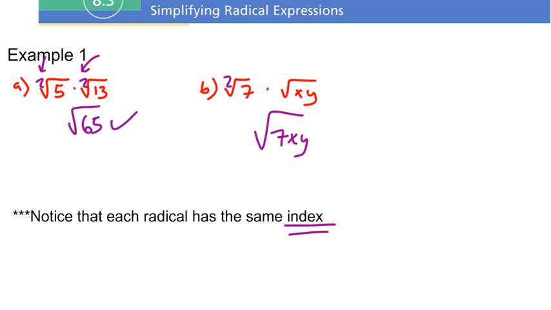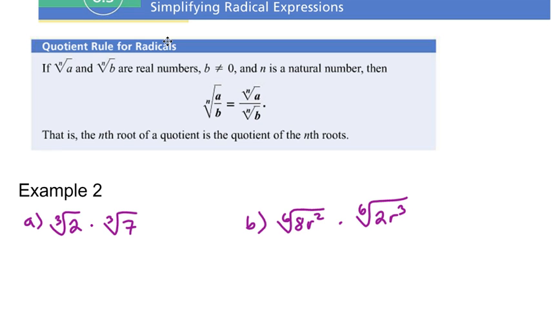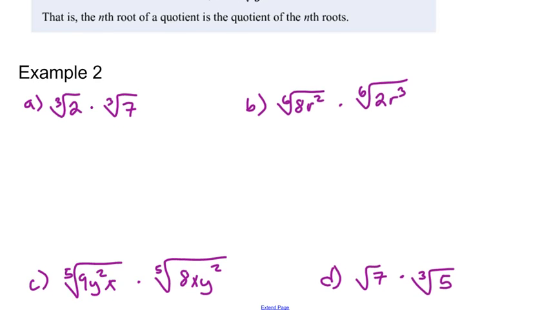It's very similar, and that is that we can also divide radicals, and a fancy way of saying divide is quotient. So if I have the nth root of a over b, that means I can take the nth root of a and the nth root of b. It's kind of neat. So watch how this works as well.